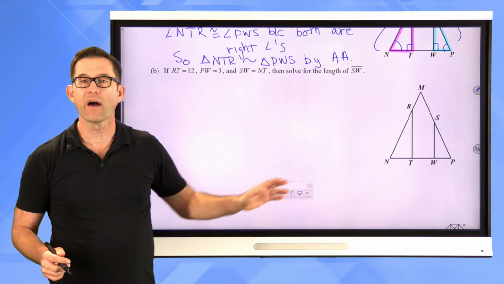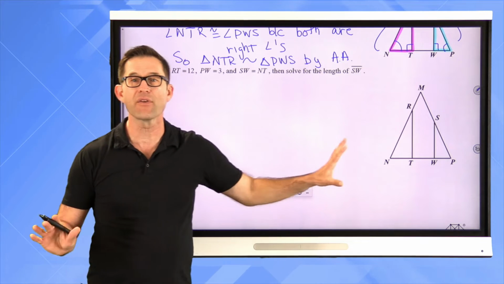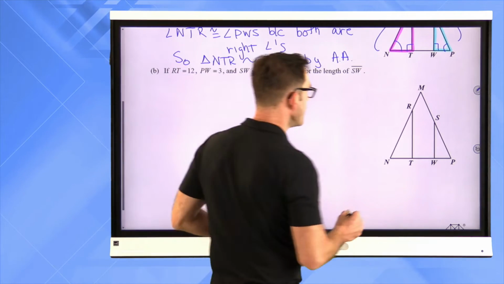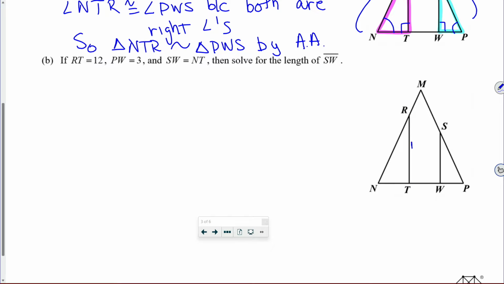Now remember, what I've got is these two similar triangles and nothing else particularly matters. So let's write some things down, right? We have RT is equal to 12, and we've got PW is equal to 3, and SW is equal to NT. So I don't know, maybe I'll call them both X, right?